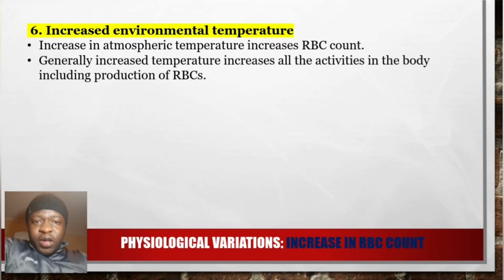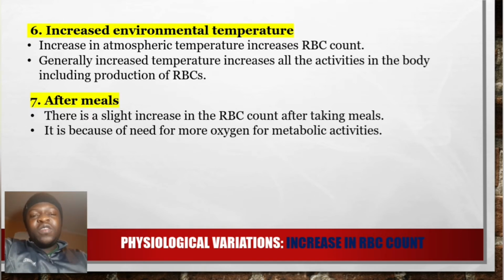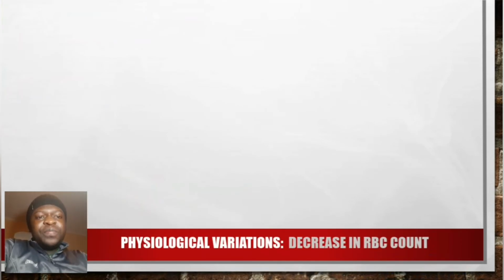Number six, increase in environmental temperature. So an increase in environmental temperature will increase the RBC count. How? In general, the increase in temperature will increase a lot of activities in the body, all metabolic activities, therefore increasing the production of RBCs. Then after meals, right? There is a slight increase in the red blood cells after taking meals, and this is because of the need for more oxygen for metabolic activities.